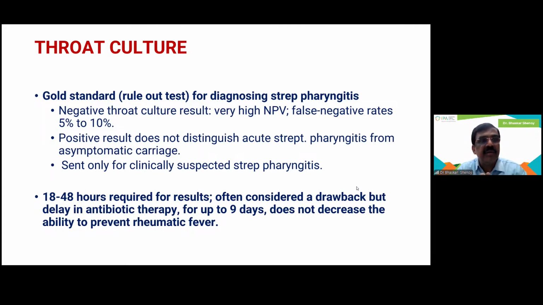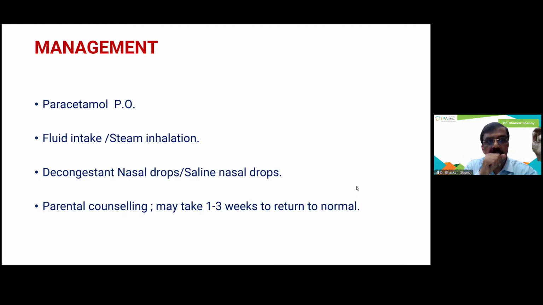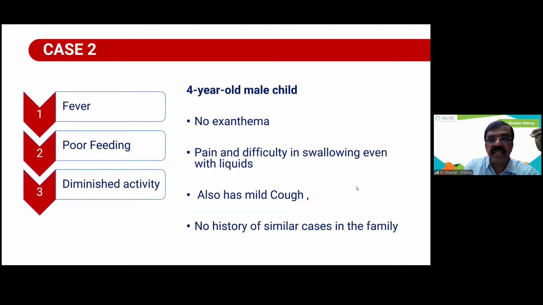And people argue that I am more bothered about rheumatic fever and I have to give early antibiotic. No, you can wait up to 9 days for the antibiotic to be started, because even if you start before that, it will not improve the ability to prevent rheumatic fever. So you have sufficient time to differentiate between a bacterial or viral infection. Don't do the throat culture regularly. It should be sent only in suspected streptococcal pharyngitis. What is that suspected? I'll come to that. So management here again, you have to give symptomatic treatment.